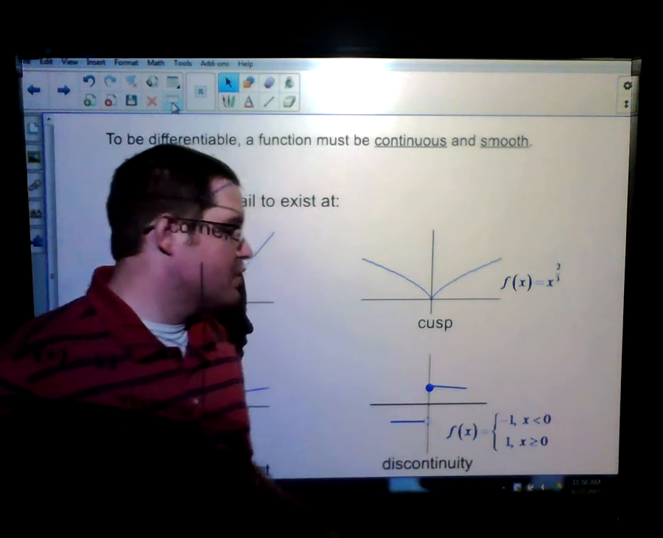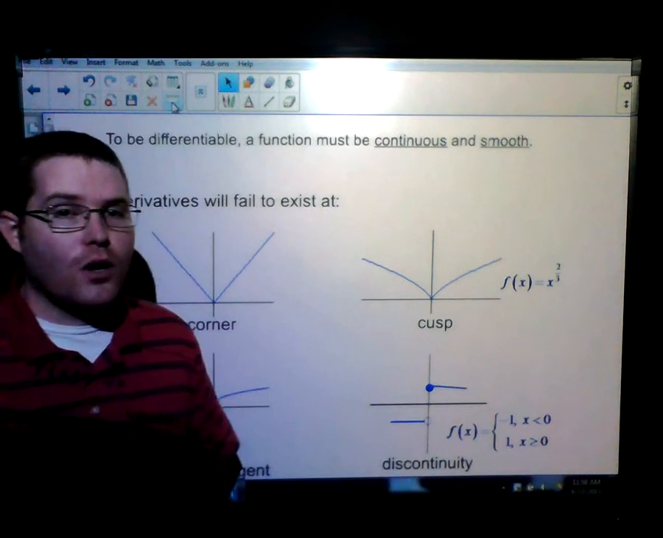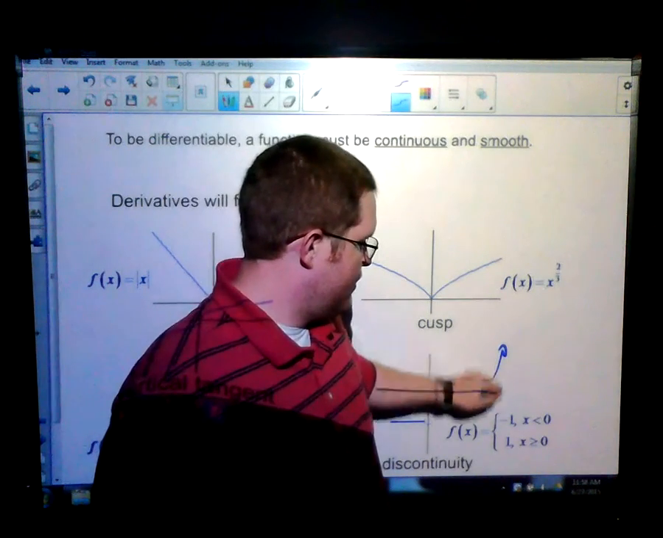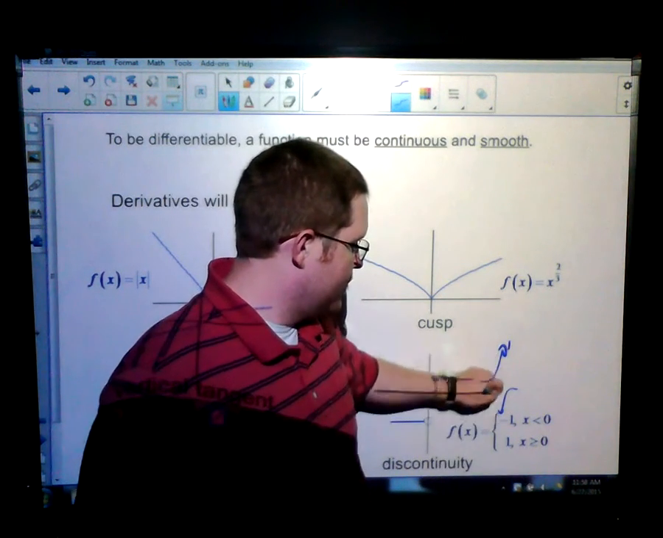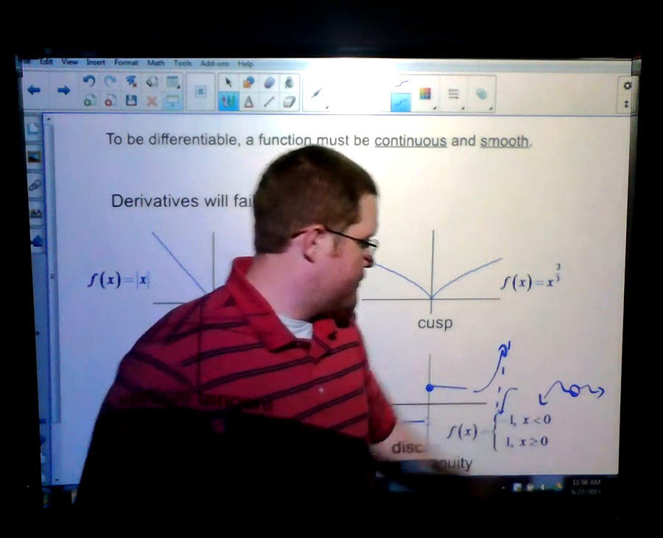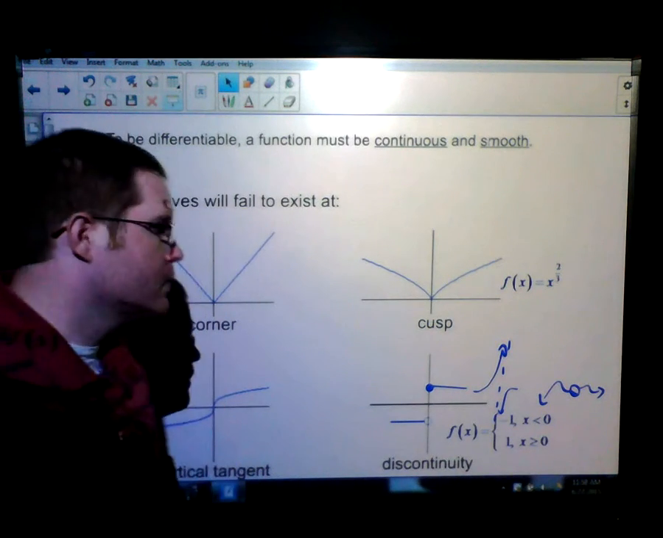This is one example of a discontinuity. This is called a jump. There's also an asymptote, and there's also a hole. So, another example would be an asymptote. Another example would be a hole. Okay? Any sort of discontinuity, or a place in the graph where the graph doesn't exist.